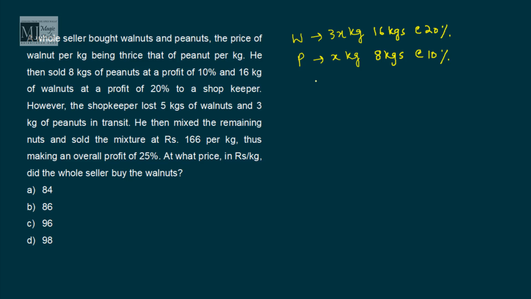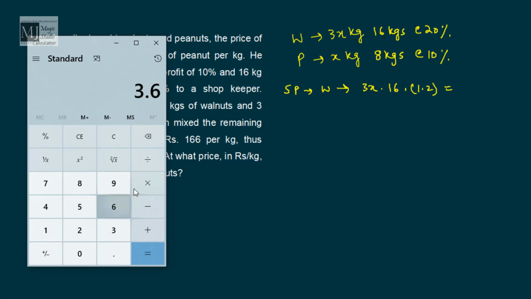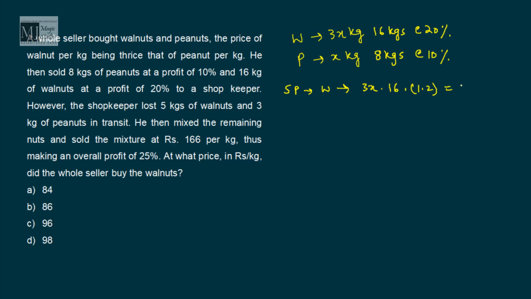Fine. So what would be the selling price of walnuts? That would be 3x into 16 into 1.2, that means 3.6 into 16, which is 57.6x.